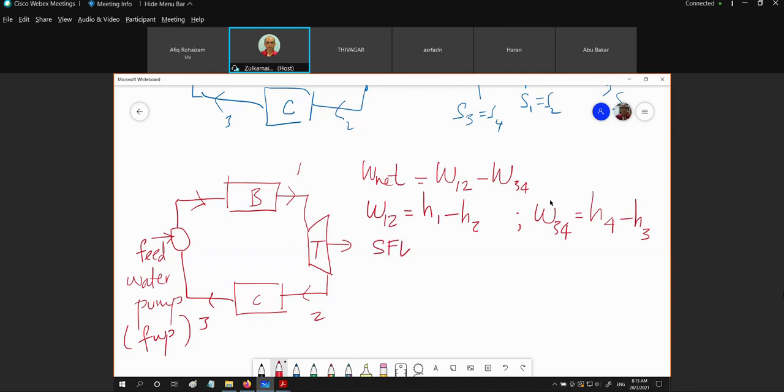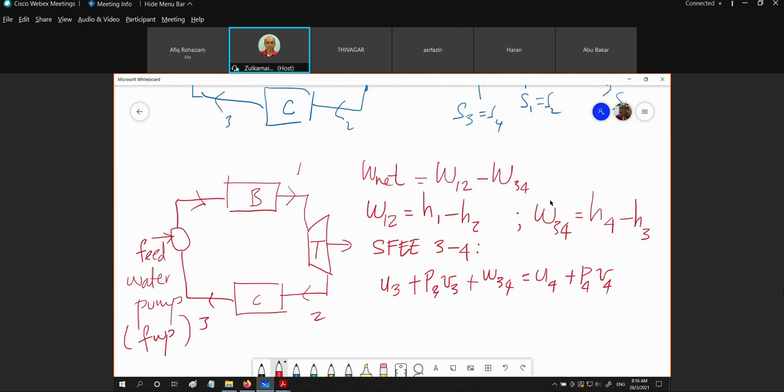And as I explained last week, if we look at the feed water pump, I'm going to apply the SFEE at the feed water pump from process 3 to 4. So what we have right here is the initial energy, which is U3, plus the flow work at point 3 going into the pump. And then we know that the pump is put in work 3-4. And this is equal to U4 plus P4V4.